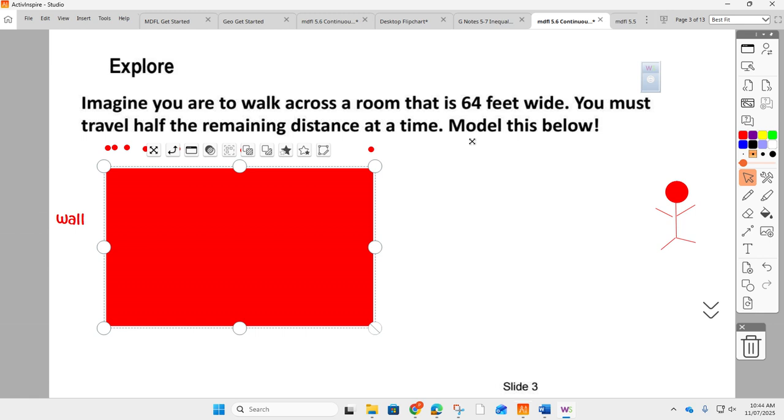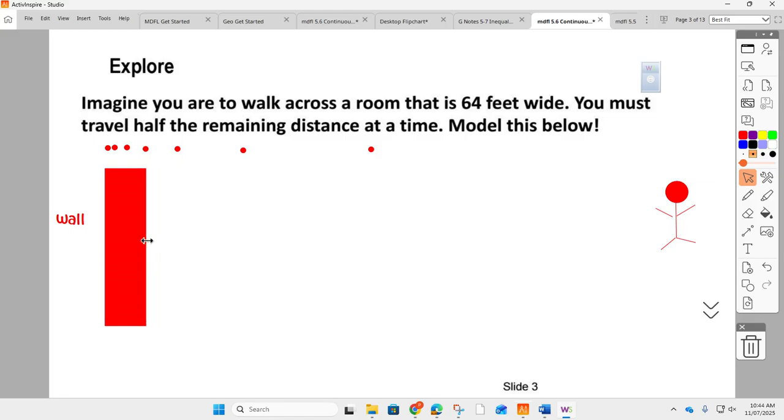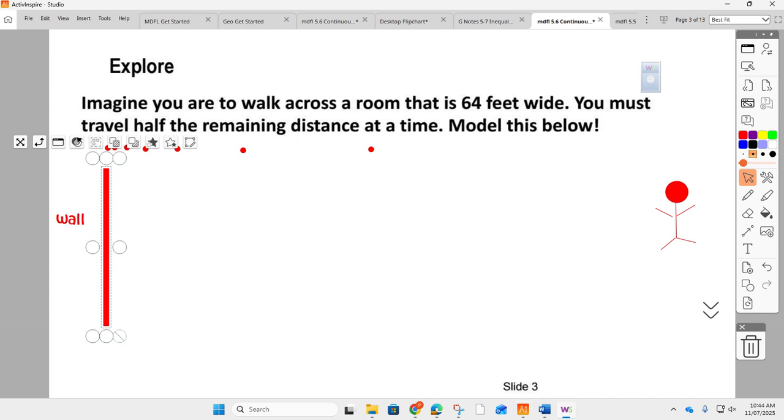Half of 64 is 32. So we stopped here. Now we're going to go half again. That's about 16 feet, right? Now we're going to go half again. That's 8 feet. We're going to go half again. Right here is half. 4 feet. I'm going to go half again. 2 feet. I'm going to go half again. 1 foot. I'm going to go half again. 1 half. Now, I don't have any more room for dots, right?